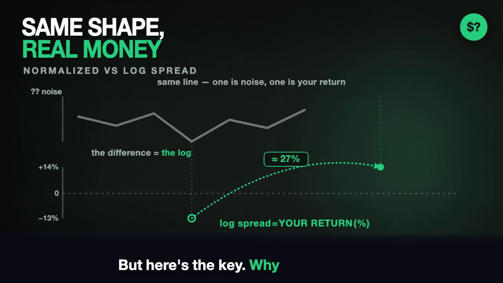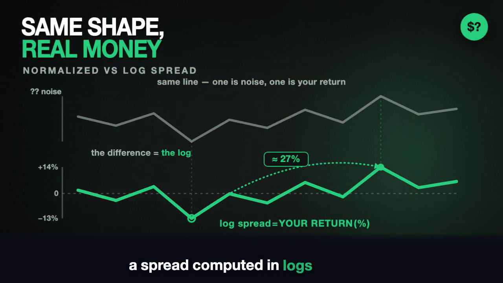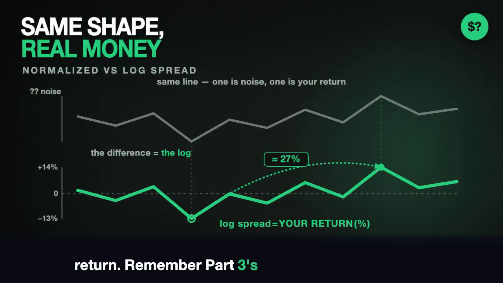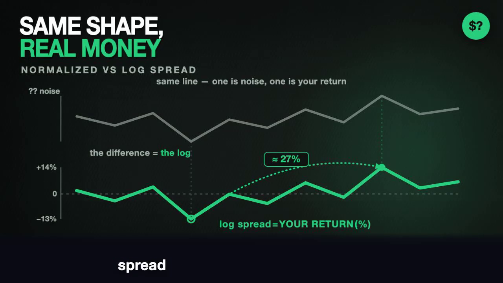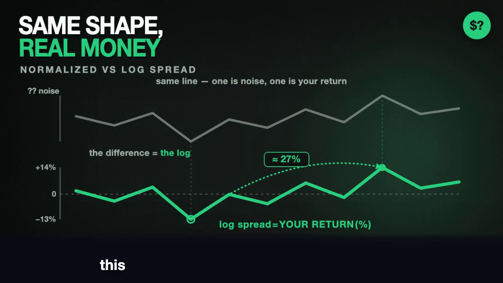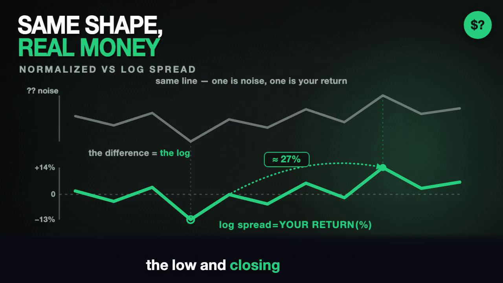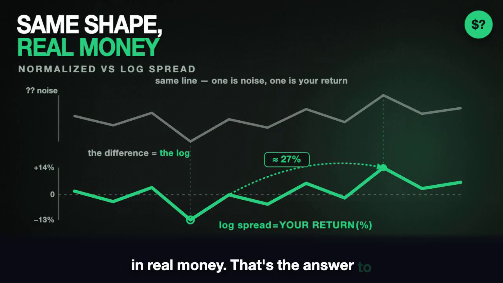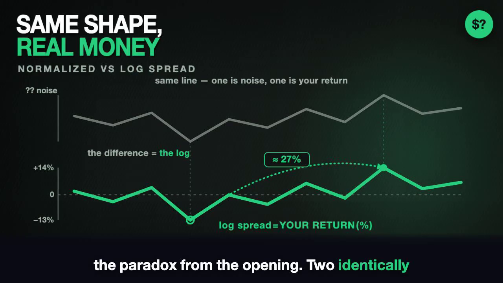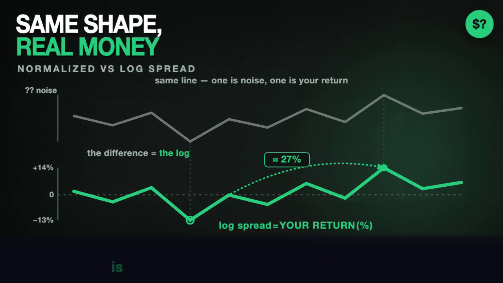But here's the key. Why logs? Because a spread computed in logs equals a return. Remember part 3's normalized spread? The numbers on its y-axis meant nothing. They only showed wider, narrower. The log spread is the same shaped line, but its y-axis is an actual percentage return. If this line swings from minus 13% to plus 14%, then buying at the low and closing at the high would have captured about 27% in real money. That's the answer to the paradox from the opening. Two identically shaped charts. One is noise, one is your return. The difference was simply whether you took the log.